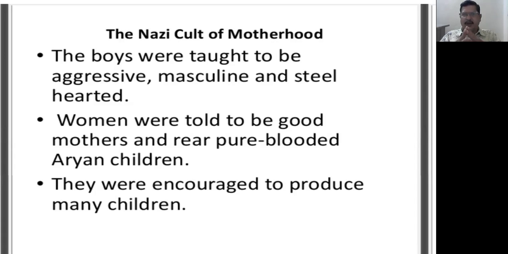The boys had to be taught by the mothers. Women were told to be good mothers and raise pure blooded Aryan children. They should give birth to pure blooded Aryan children. They were encouraged to produce many children. They were given a lot of benefits. They should give birth to many children. That was the idea of Nazism.